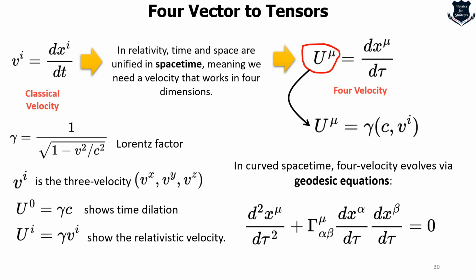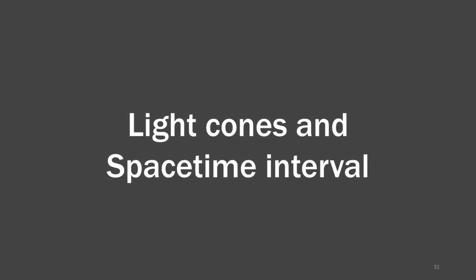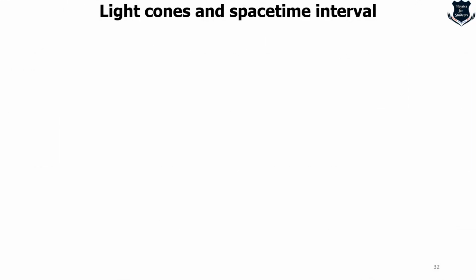Now, before we move into tensors, these tensors and these 4 vectors actually calculate what are called distances and lines, and in relativistic terms, these are called events. And this leads us to the next part of our video, which is light cones and space-time interval. But first, we need to understand what a space-time interval is. Let us look at it in the next part of our video.